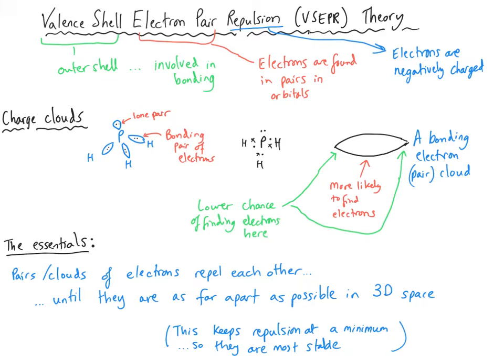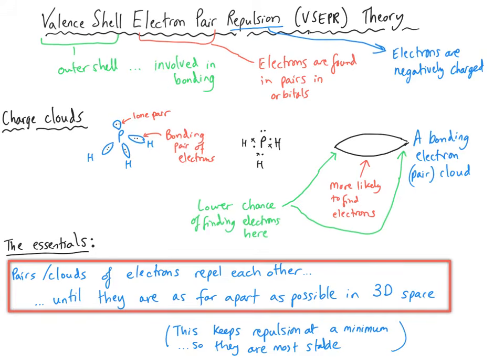Okay, so let's sum that up. VSEPR: electron pairs repel each other until they are as far apart as possible in three-dimensional space. And so what this becomes is, well, how many electron pairs are there and where will they repel each other to in three-dimensional space? There's a little bit more about this later, about lone pairs of electrons, but for now I think that's enough for us to dive in.